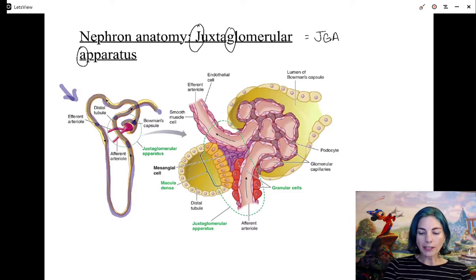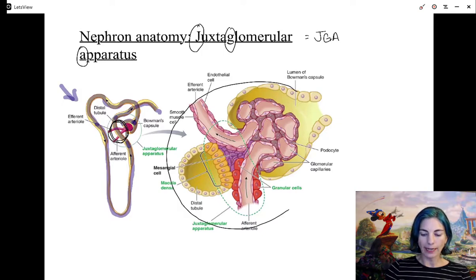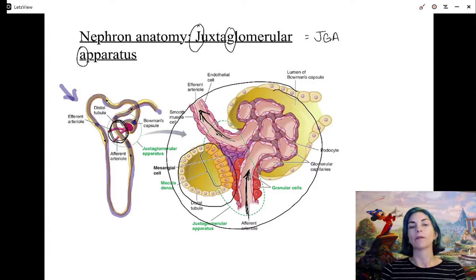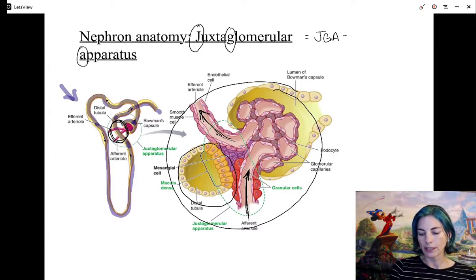So the juxtaglomerular apparatus is actually this complex right here, and it's blown up right here. So you can see the afferent arteriole, you can see the efferent arteriole, and you can see a cross-section of the tubule where the ascending loop of Henle transitions into the distal tubule. So let's go ahead and write up the three parts of the juxtaglomerular apparatus.